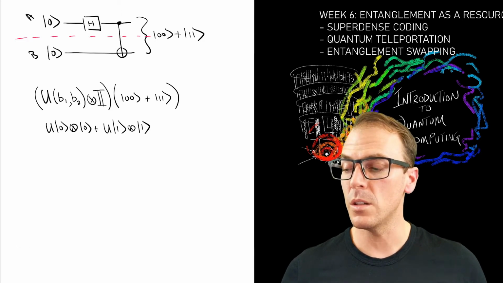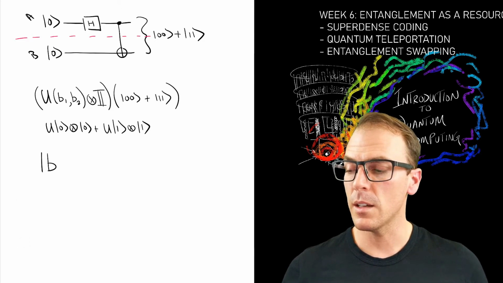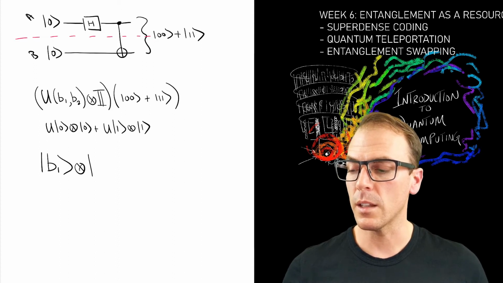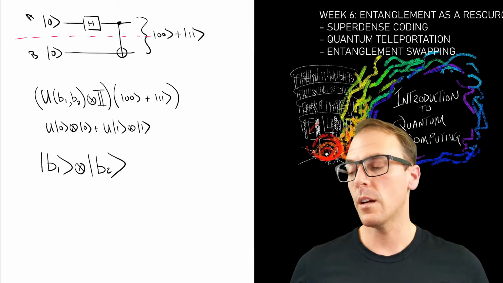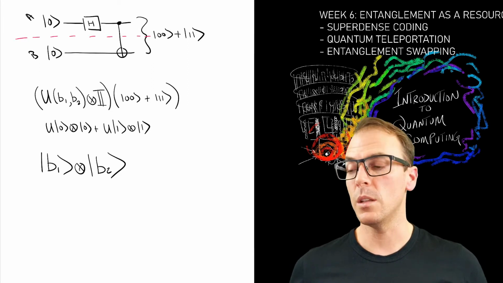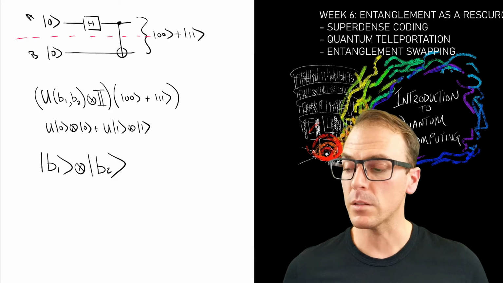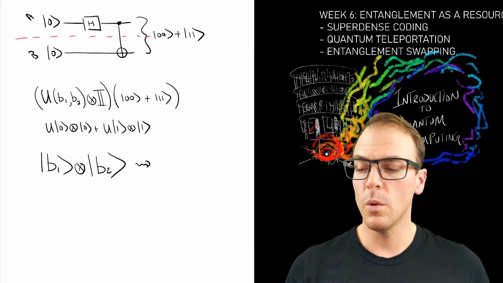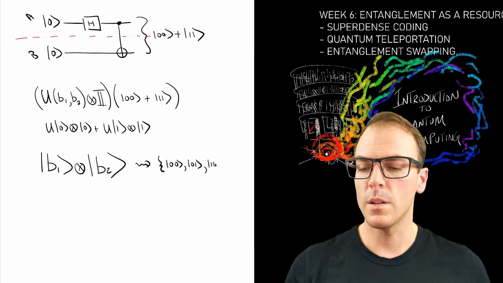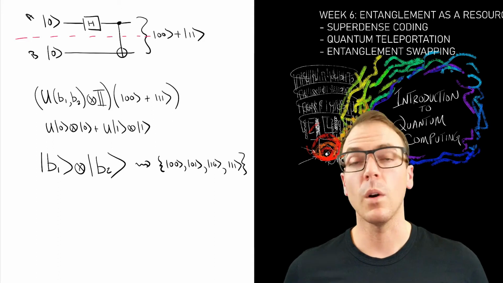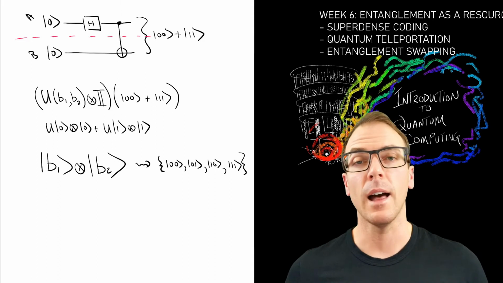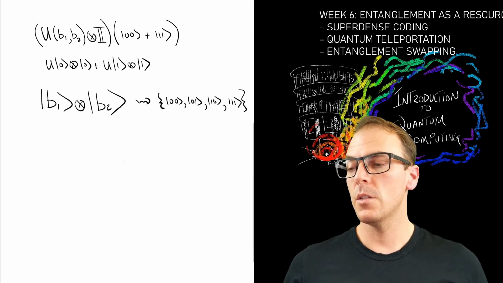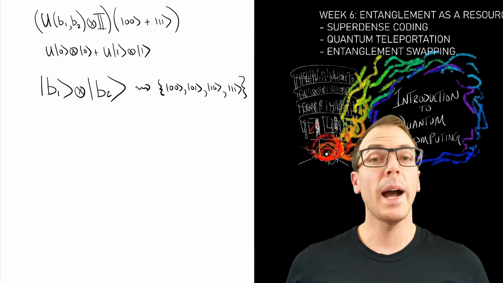So what Bob needs to do is obtain a state that looks like something like this, where the location of the B1 and B2 don't matter, but without loss of generality, it looks like this, so that when he measures, he gets one of the 4 outcomes, 0 0, 0 1, 1 0, 1 1, and one of these is the 2 bits of information that Alice wanted to send. So what can we do? Let's work backward from this state.